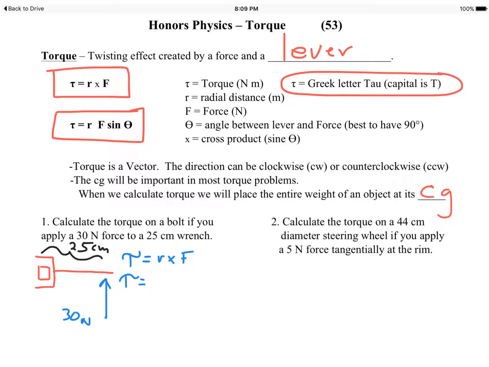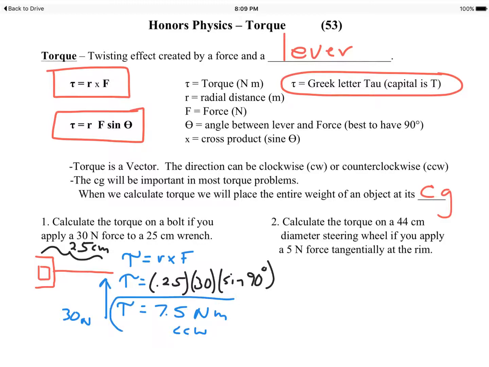25 centimeters, which is 0.25 meters, times the force applied, 30 newtons, times the sine of 90 degrees in this case, because I'm pushing perpendicular to the wrench, which maximizes your torque. If we do the calculation here, since the sine of 90 is 1, basically 25% of 30 is 7.5 Newton meters. In this case, this would be counterclockwise. It's going to spin counterclockwise, which is usually loosening a nut.